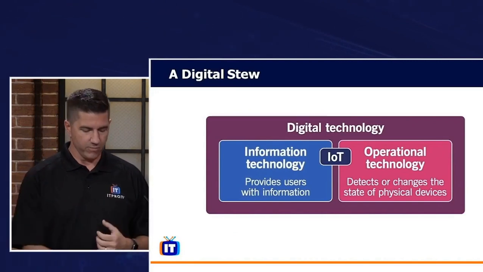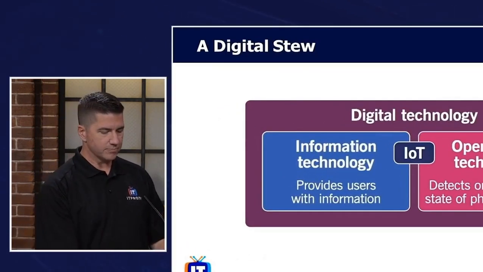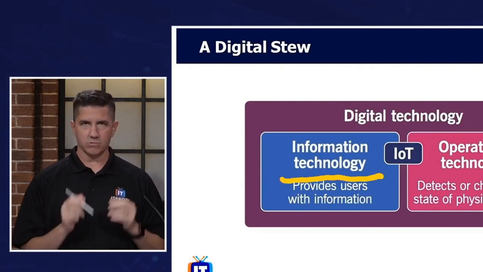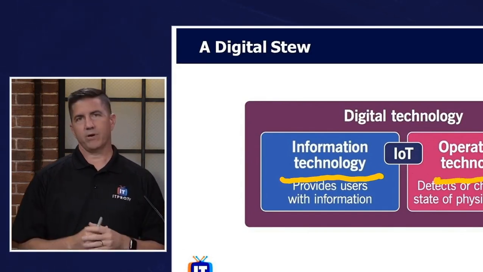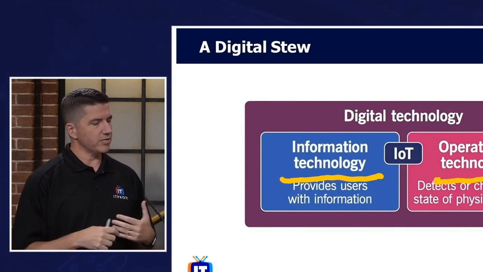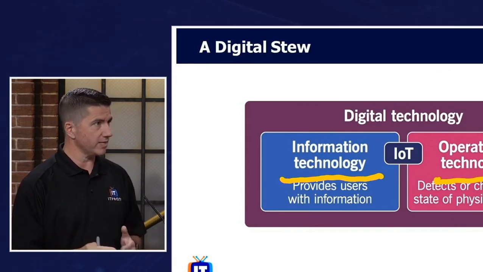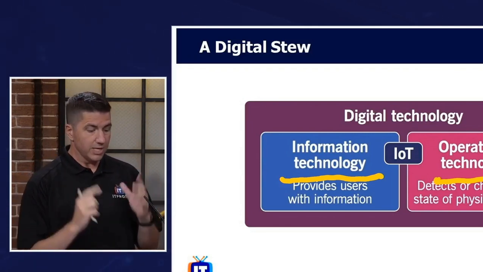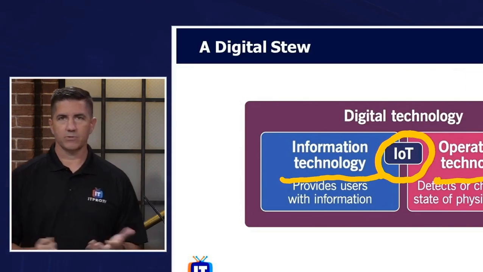One thing that you'll find here, we'll draw a little bit on this, is that, notice the combination here. You have information technology, which provides users with information. We'll dive a little bit more into that. And then you also have operational technology. Operational technology is going to be the things that you can detect or even make changes to your physical devices. So like your refrigerator might be thinking, well, that's that. Well, yeah, but look at this. Notice something that bridges both of these. It's IoT, Internet of Things.